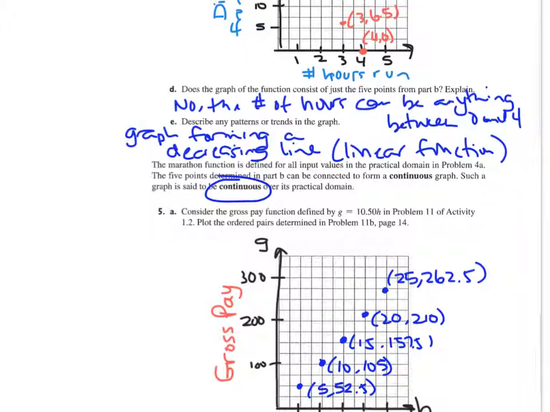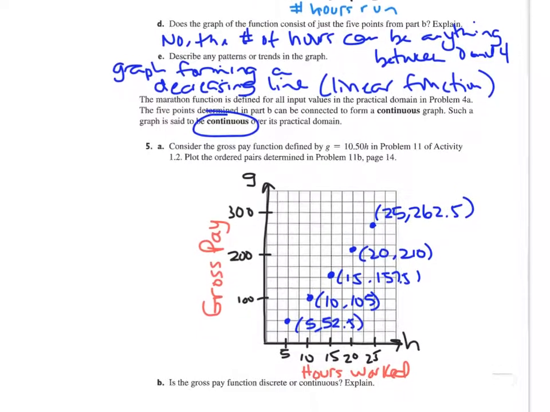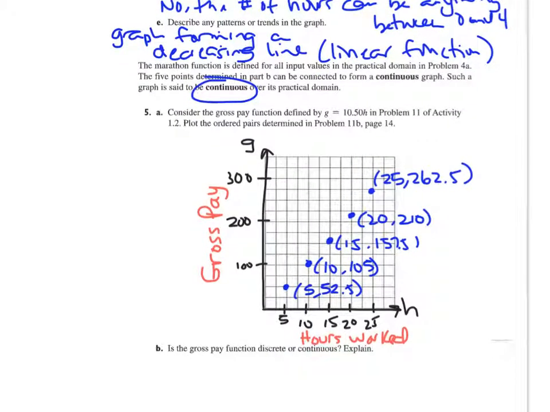Okay, so now we're going to look at another one. This is a very similar type. We did this in activity 1.2 again. This was a pay function. You made $10.50 an hour. We plugged in number of hours, so that is on my x-axis, and we got out gross pay. That was our output. We'd already had these ordered pairs. If you look back at page 14, this was a set of ordered pairs we'd already come up with, so I just plotted them.